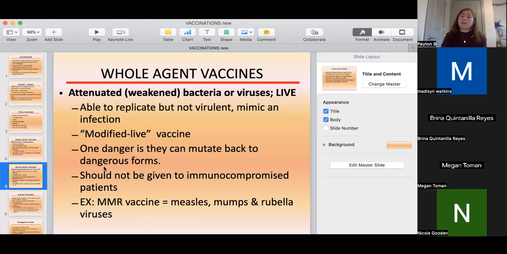And then an example of a live attenuated whole agent vaccine is the measles, mumps, rubella vaccine. So measles, mumps, and rubella, in that vaccine, you're getting weakened versions of all three of those things.